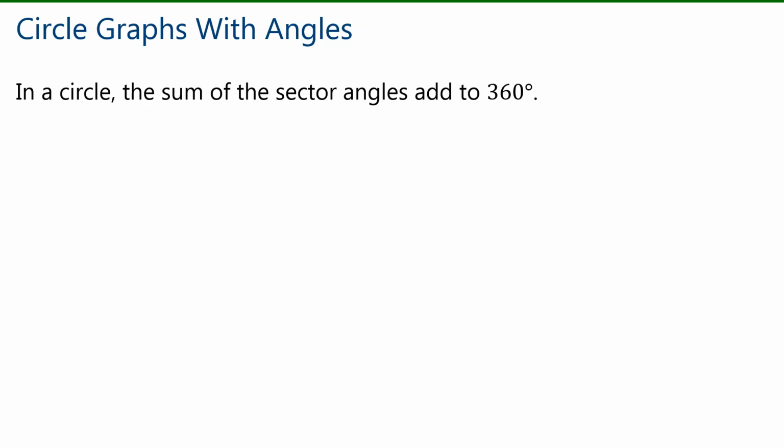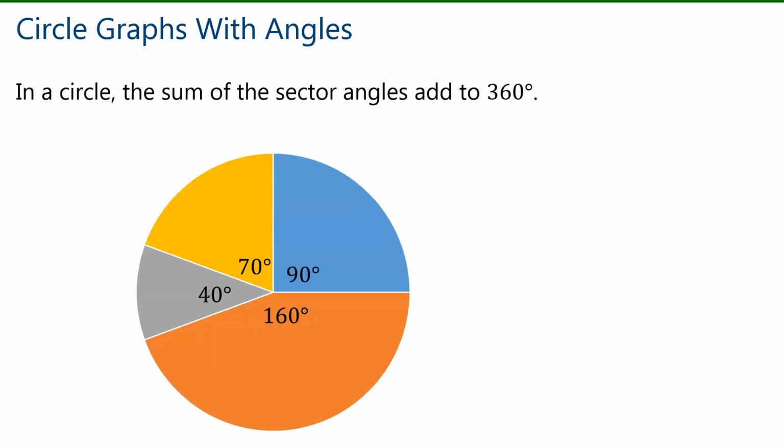Now we already discussed the fact that a circle has 360 degrees. So when looking at circle graphs, we can say that the sum of the sector angles add to 360 degrees. So let's have a look. So in the circle graph here, if I were to add the four angles together, 70 and 90, 40 and 160, I get a total of 360 degrees. So this is important for when you go to draw circle graphs, you can check your answer.